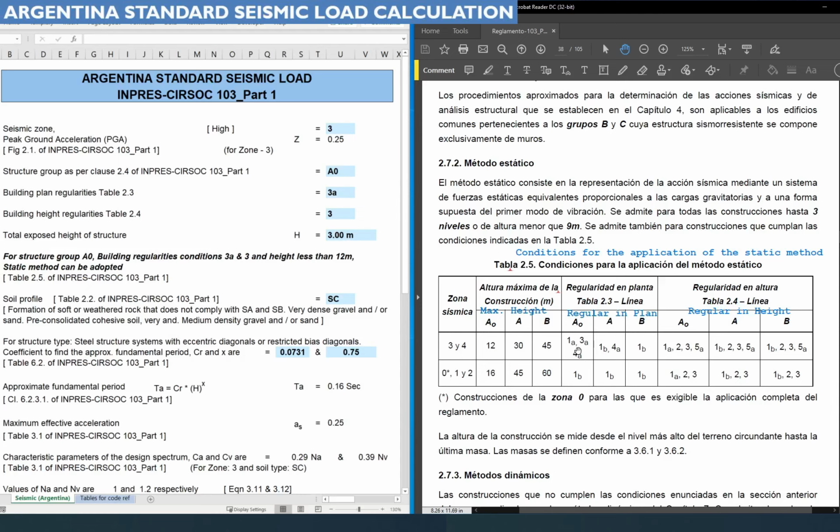So for 1A and 3A, 4A, and for structure category A, 1B, 4A condition, 1B. So these are the parameters. These are the considerations we need to fix while deciding which method to be considered for seismic calculation, either the static method or the dynamic method. So our conditions satisfy the static method of seismic analysis, whereas our seismic zone is 3.